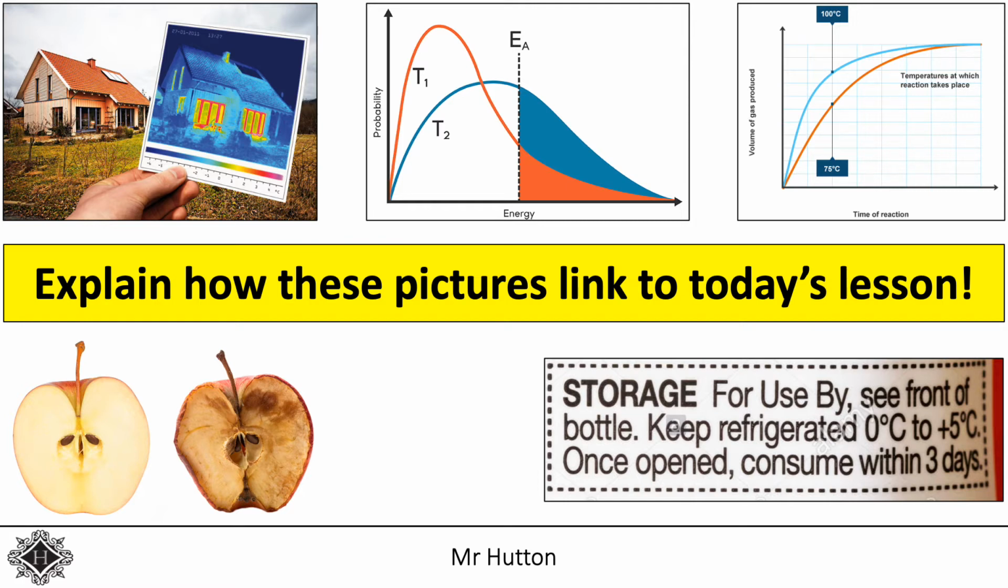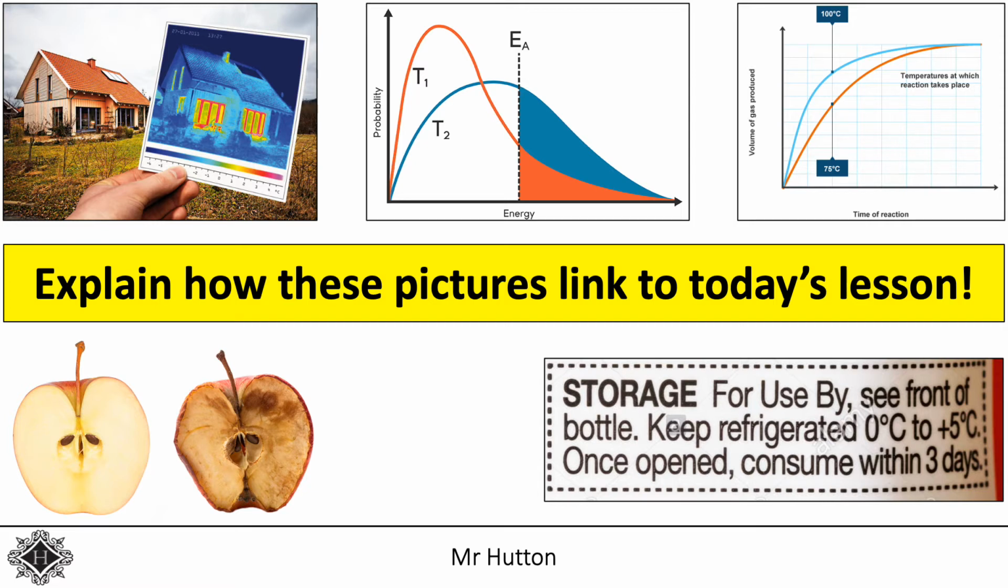So the red line, and you can see that red block, there's a small proportion of particles that have exceeded activation energy, whereas the blue line, the curve flattens a bit because we can't change the number of particles, so the area under the curve is staying the same, but a greater proportion of them have shifted over to the right and have got the activation energy.